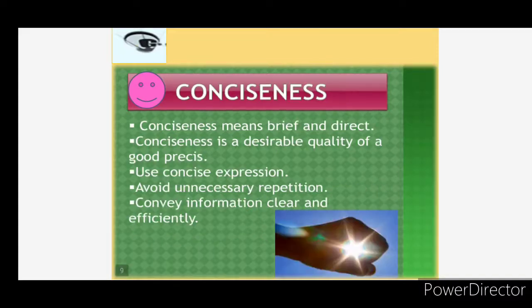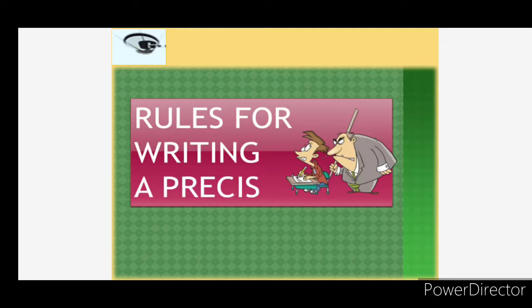So after objectivity, we have conciseness. It means brief and direct. It's a desirable quality of a good Precis. Use concise expression. Avoid unnecessary repetition, because if you keep repeating the same thing again and again, the message would not be clear. So convey information that is clear, and it needs to be conveyed efficiently. So these are the qualities of a good Precis. Now let's have a look at the rules for writing a Precis.